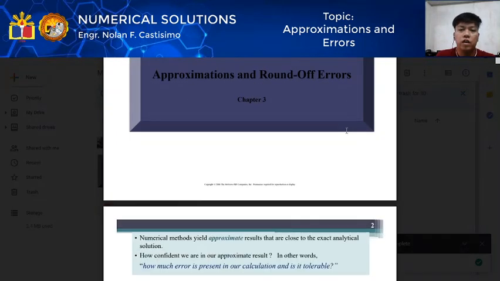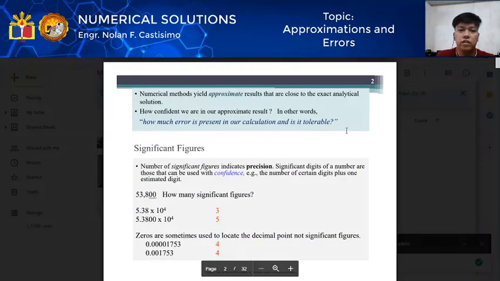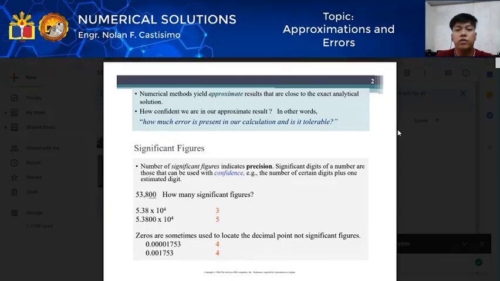Numerical methods yield approximate results that are close to the exact analytical solution. So how confident are we in our approximate result? In other words, how much error is present in our calculation, and is it tolerable?